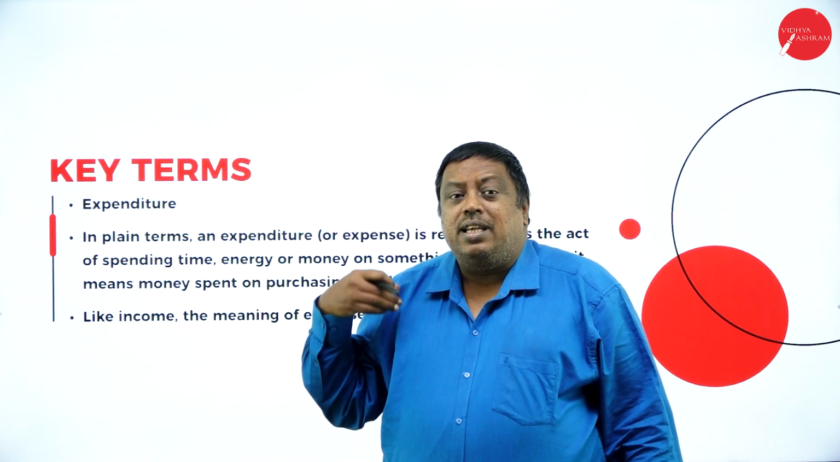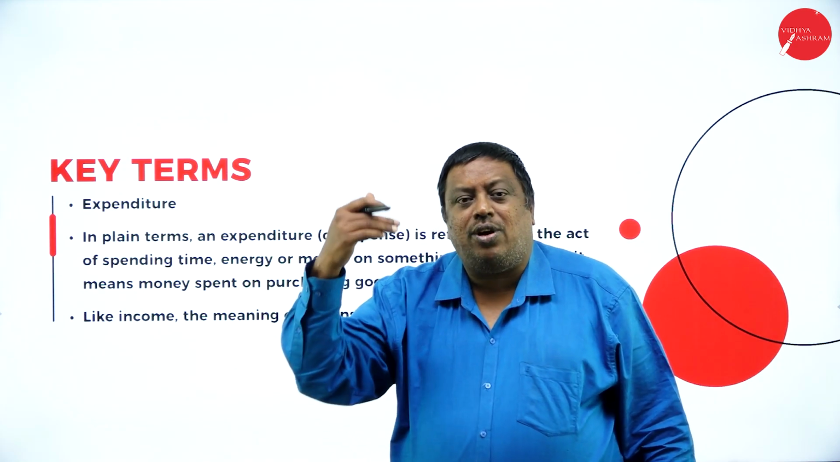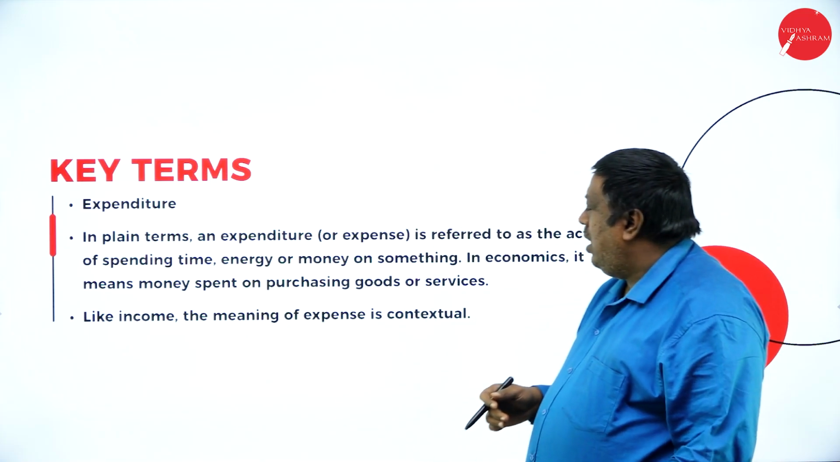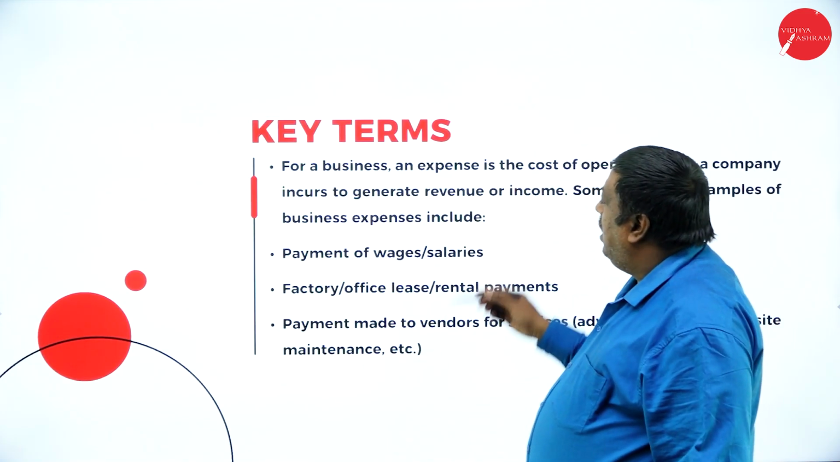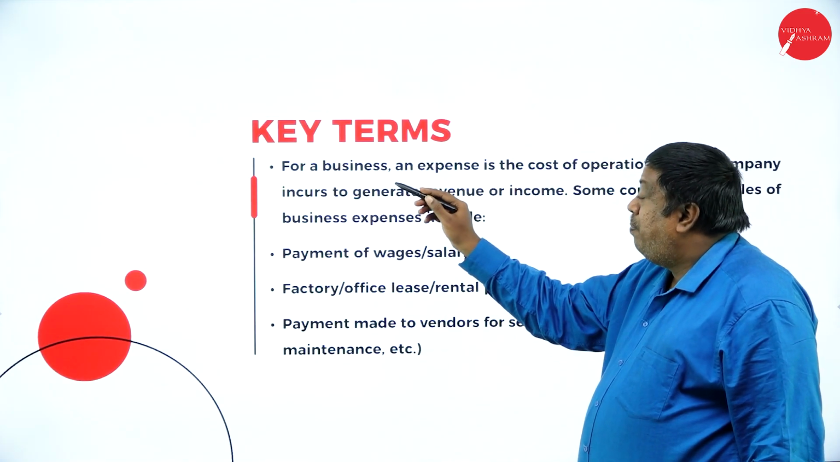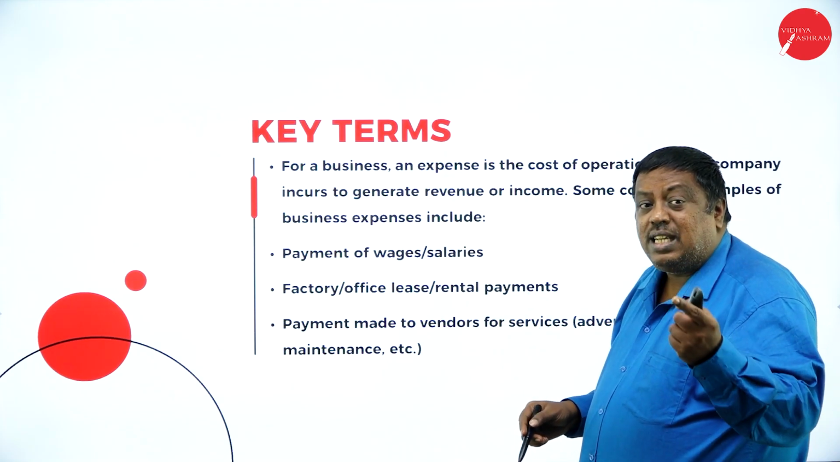So when I give the money to others, that is called expenditure. That is called expenditure. Key terms. Next concept what we have for business. See, in normal sense, I said expenditure.